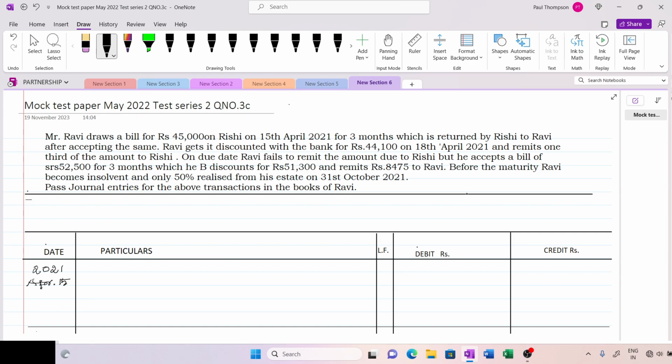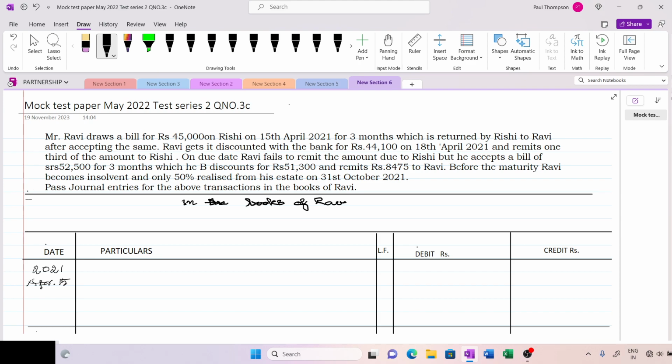Pass journal entries in the books of Ravi. See, it is an accommodation bill. So first, you have to go line by line when you deal with the bill of exchange, because we are going to write now here in the books of Ravi, because they have asked us to pass journal entries in the books of Ravi. So you are heading your presentation as accounts in the books of Ravi.